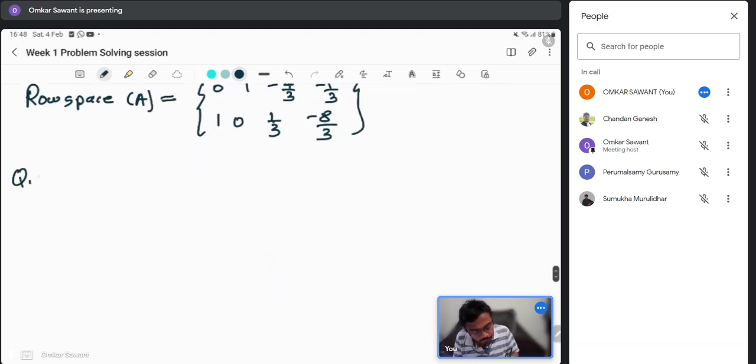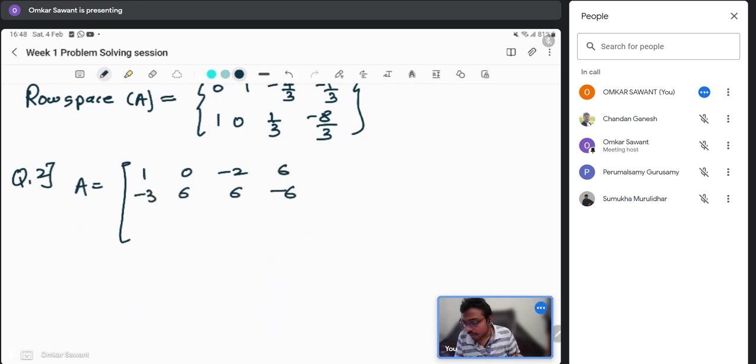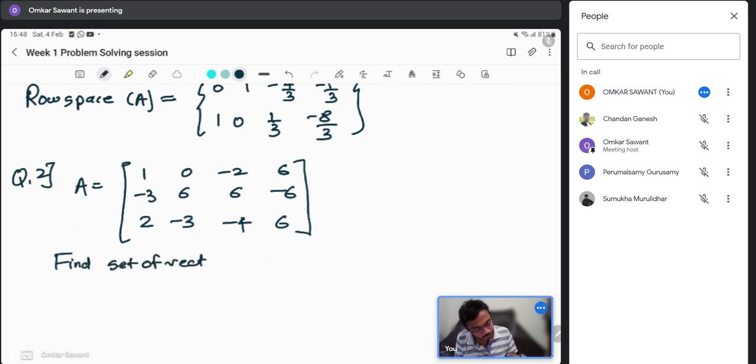Question 2: we have a matrix A = [1 0 -2 6; -3 6 6 -6; 2 -3 -4 6]. Our aim is to find a set of vectors that span the null space of A. That means we have to find the null space of A. You know how to find the null space of A, right?